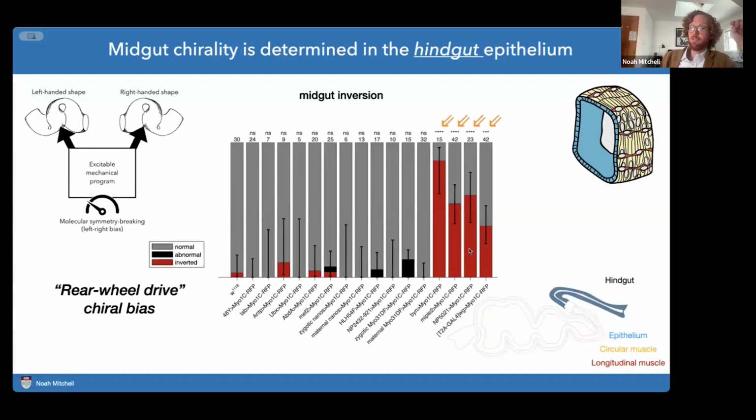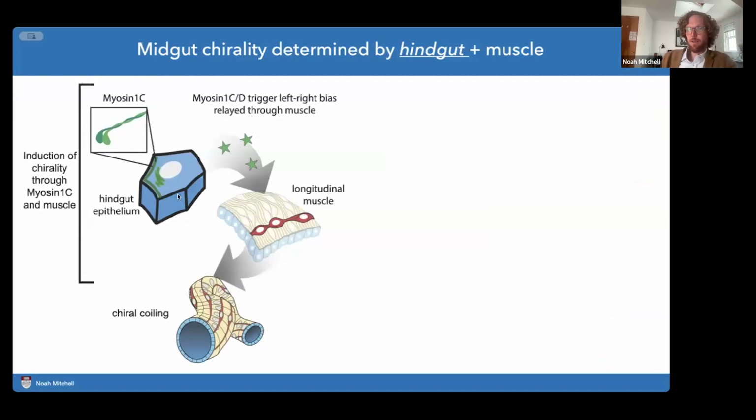However, if you drive myosin 1C activity in the hindgut epithelium, so here are 4 different drivers which all express in the hindgut epithelium, then you get inversion. So what does this mean? It means that myosin 1C activity in the hindgut epithelium is determining midgut chirality. So it's a sort of cross-organ communication, but that relay seems to be mediated by the longitudinal muscle.